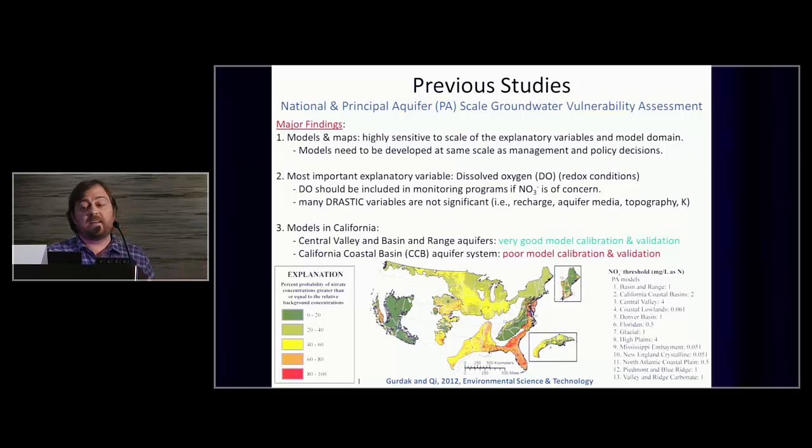One of the other important findings: dissolved oxygen is one of the most important explanatory variables, for understanding the redox condition. It's been surprising looking through data sets and talking with managers that often in groundwater quality monitoring strategies, dissolved oxygen is not measured. So it really needs to be, along with nitrate and a whole suite of other constituents. We found very good models in the Central Valley and the Basin and Range aquifers, but our California coastal basin model was very poor. So that was part of the impetus for focusing on the California coastal system.